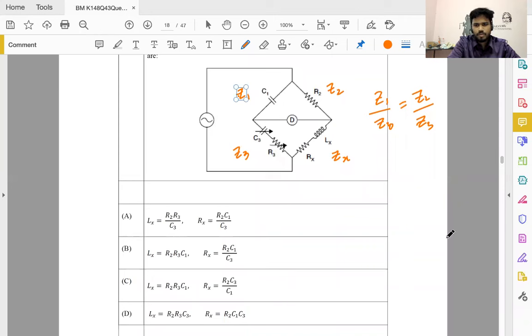I hope all of you here can write down the impedances. So I'm not going to write this. This is R3 plus 1 by j omega C3. This is Rx plus j omega Lx. This is R2. This is 1 by j omega C1. So if you do that, what do you get? I suppose B. I did get B. That's the key. So not an issue there as well.